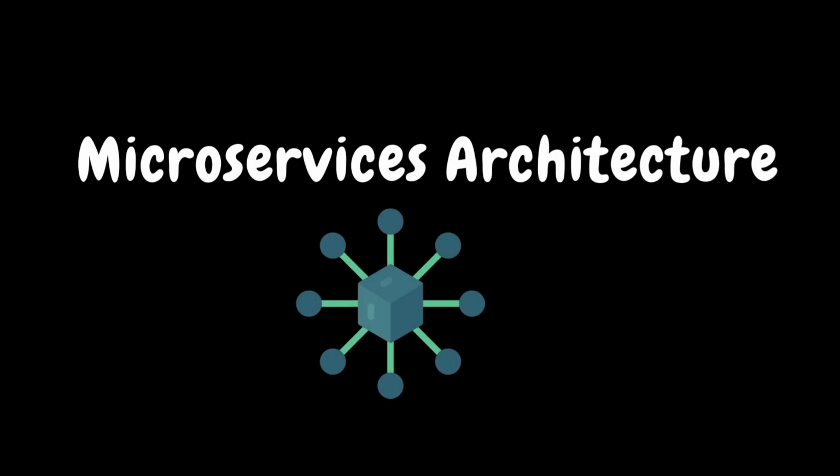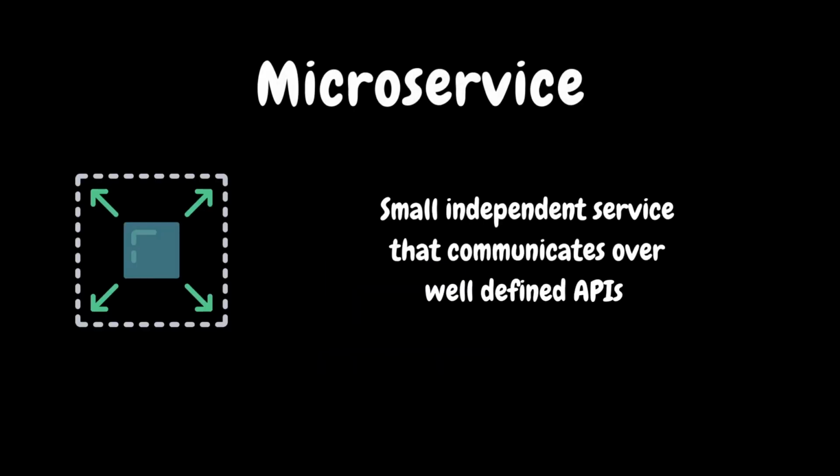In this architecture pattern, the application is built as a suite of microservices. So what is a microservice? A microservice is a small independent service that communicates over well-defined APIs. Each microservice performs a single function of the application. For example, the user registration function can be built as an independent microservice. Similarly, to manage authentication functionalities, we can have another authentication microservice. These services communicate via a well-defined interface using lightweight APIs.